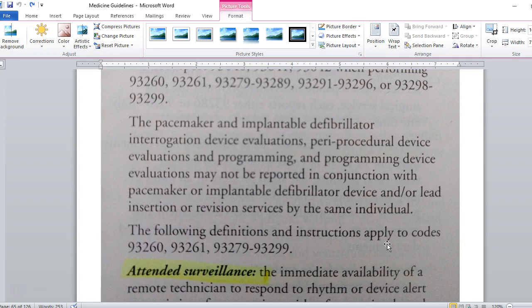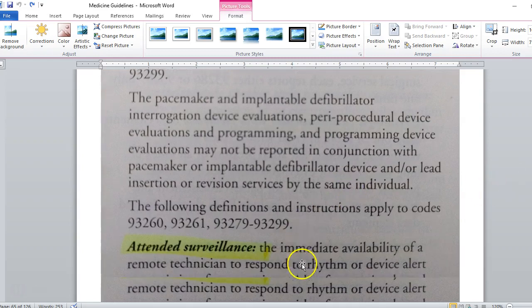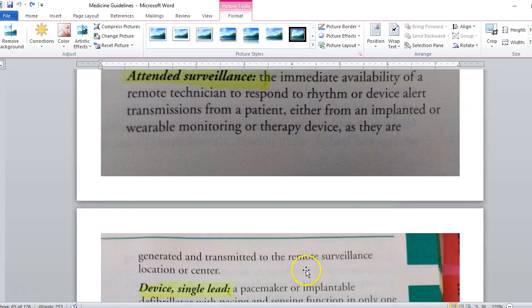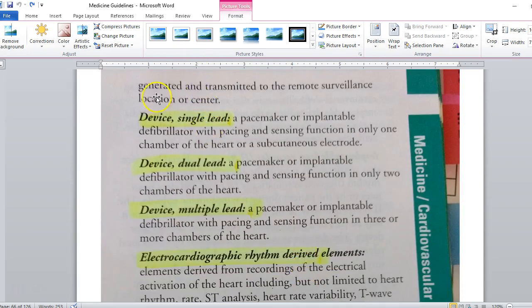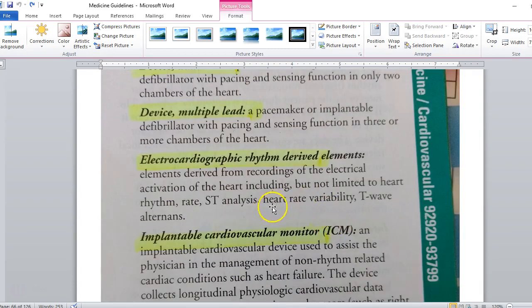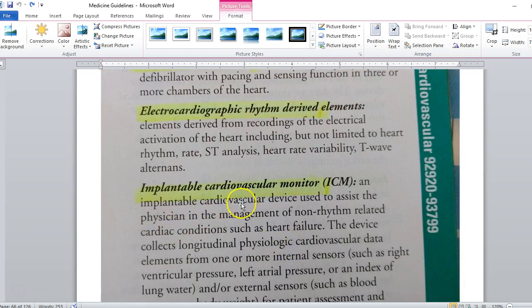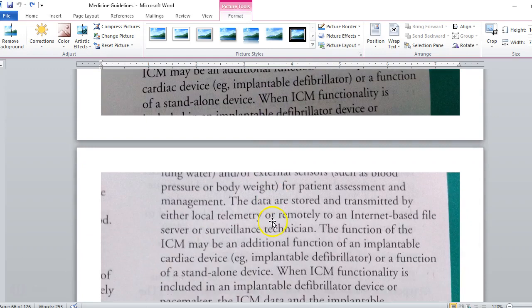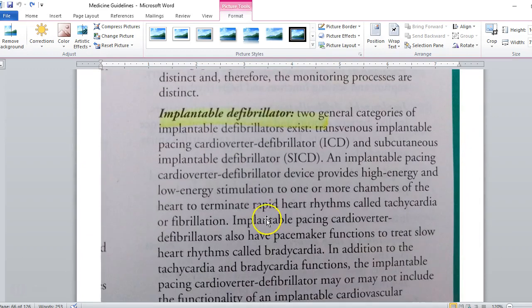Okay, now we're going to get some more definitions. So again, attended surveillance, someone is physically there. Okay, again, this is just a copy from the pacemaker guidelines from cardiovascular surgery, single, dual, and multiple lead. Again, they go into the difference between electrocardiographic rhythm-derived elements, the differences between the implantable cardiovascular monitor, and again, you can read through these on your own. The implantable defibrillators, remember we have an ICD and an SICD. Again, this is all coming from surgery as well.